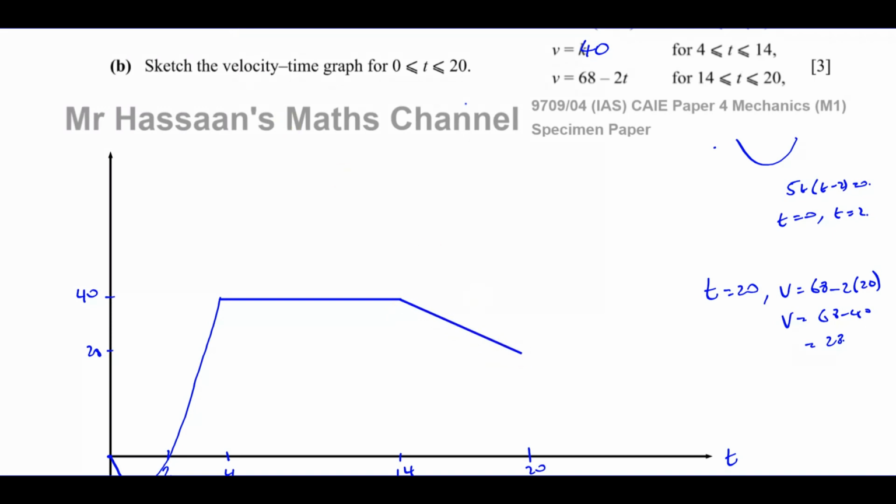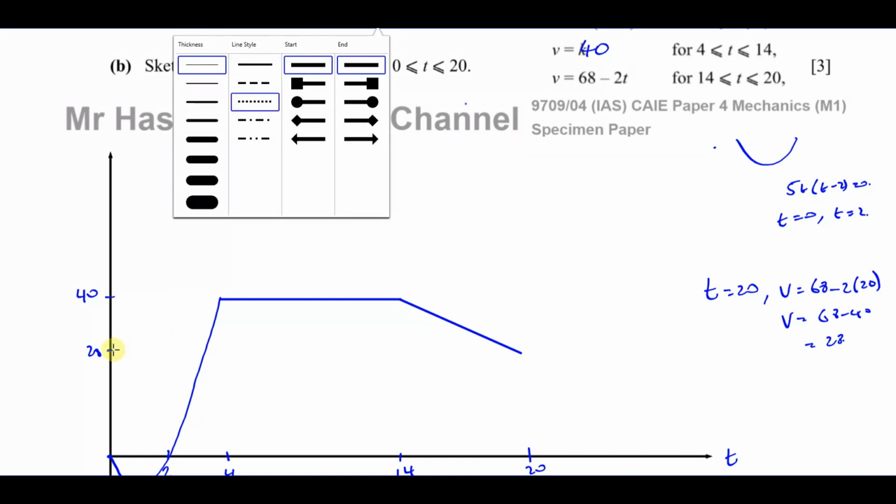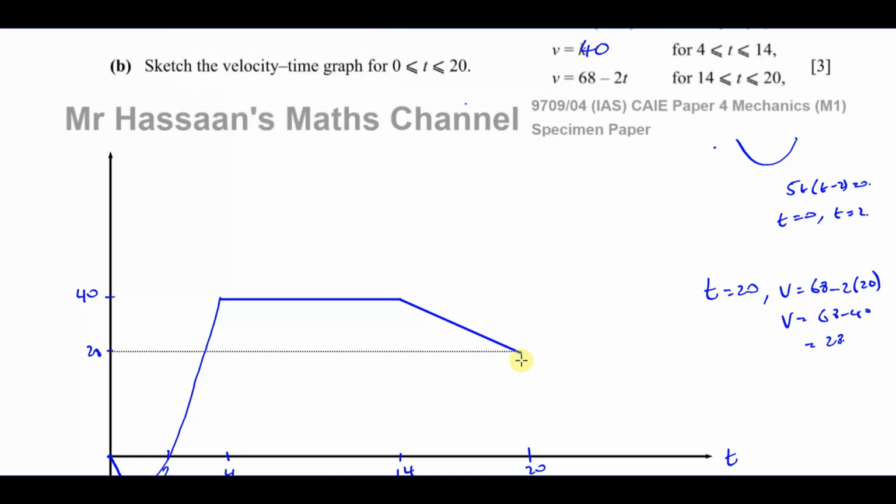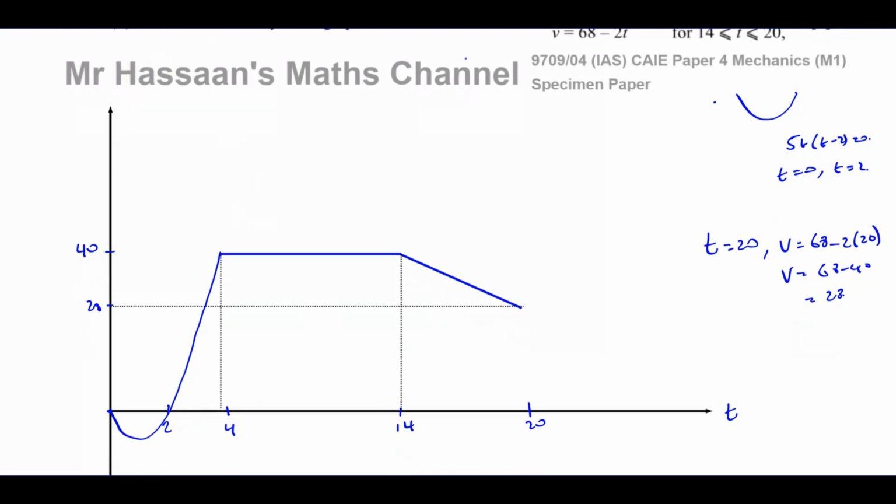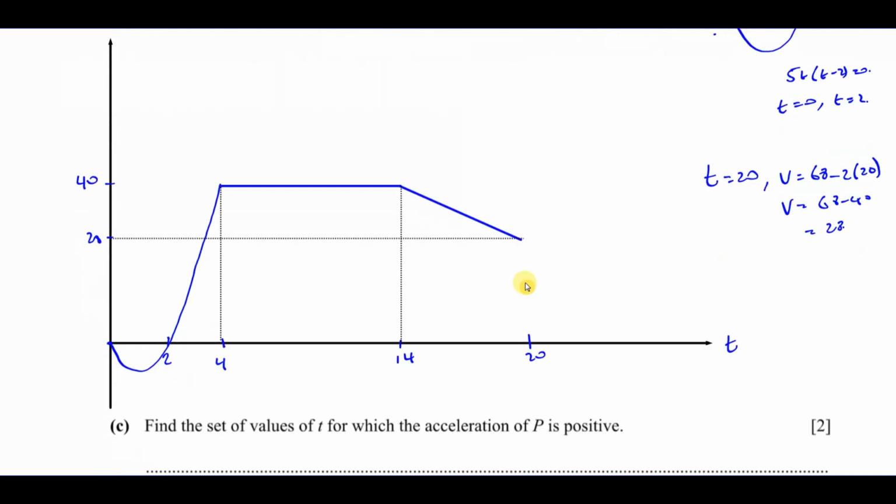So that distance here, that's 20. That's 4. That's 14. It's going to be something like this. Okay, so that's how the graph will look.